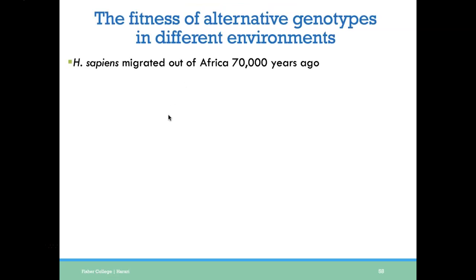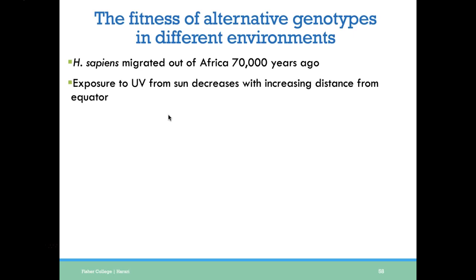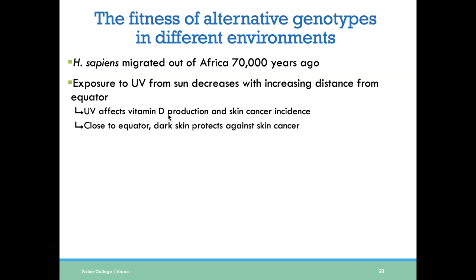We'll now go to the last section of this chapter, which talks about how the fitness of different genotypes varies based on your environment. Homo sapiens migrated out of Africa about 70,000 years ago, and exposure to UV from the sun decreases as you go from the equator. So the farther you are from the equator, the less exposure to UV light you have. UV light affects vitamin D3 production as well as skin cancer incidence. The more UV exposure you have, the more likely you could get skin cancer by damaging your DNA.